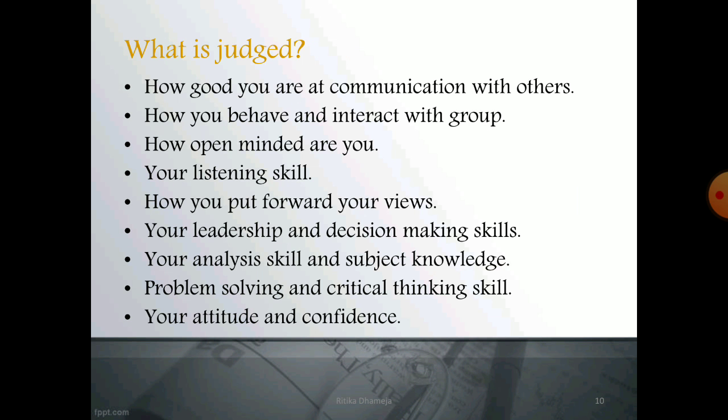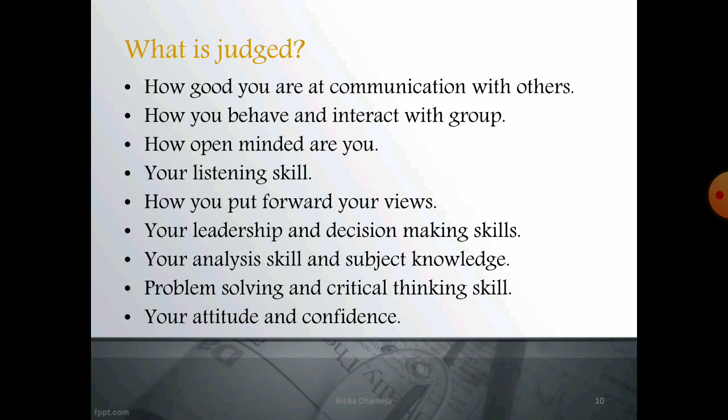Moving on to the next one, what is judged when people are there for GD. What are the things which can be judged by the jury member, that we are going to see here. Whenever there is one person observing you, judging you, what points is he going to judge from his jury's point of view, that we are going to discuss here. How good you are at communication with others, so that jury member is going to see how you are communicating with others, and at the same time how you behave and interact with the group. Whenever you are sitting in a group, during that particular period, how you behave and how you interact with the group, that is also discussed here.